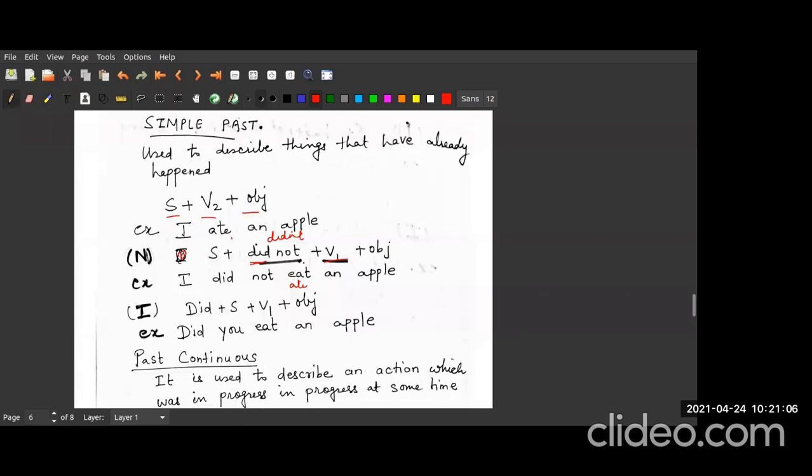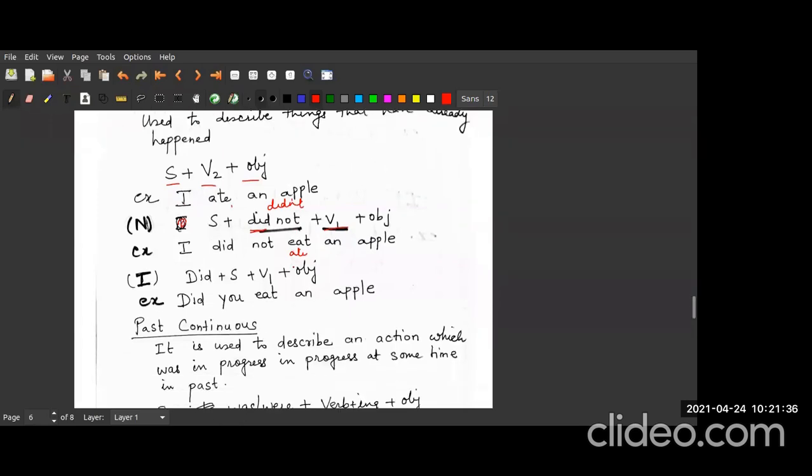तो स्ट्रक्चर में आपको जो पॉजिटिव सेंटेंस है वो रहेगा. But when you are making it negative, you will add did not plus V1. Though the structure is of the past negative, you have to use the V1 form of the verb. So this you have to remember.